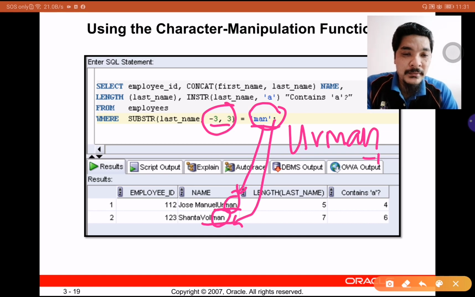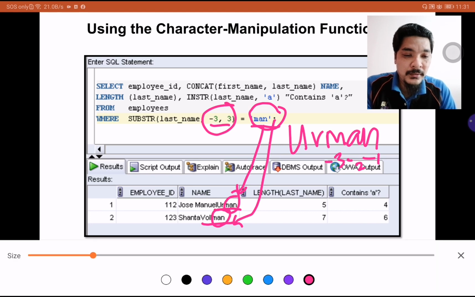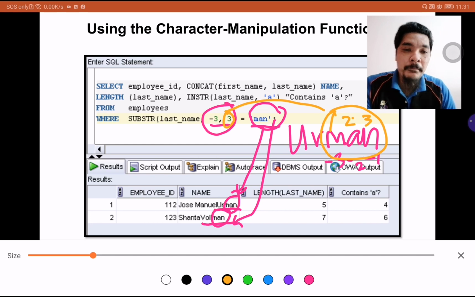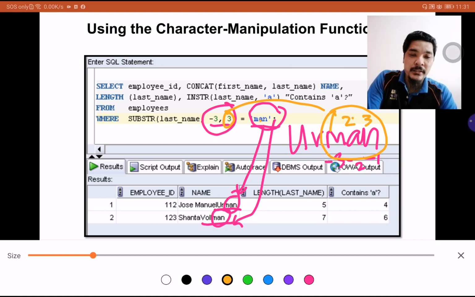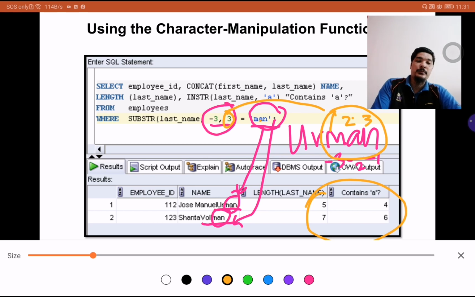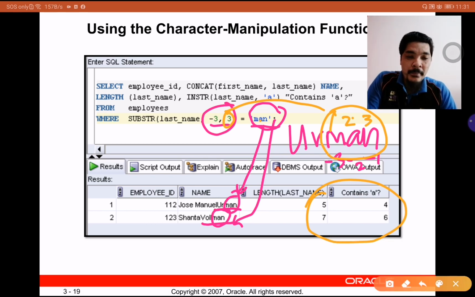So this is negative 1, negative 2, negative 3. Right, so this is negative 3, then 3 after that: 1, 2, 3. It is supposed to match the segment MAN. If they find MAN, like in this example, Amman and Volman, then it will display the output of the rest. Okay, so is it clear? If not clear, you can ask me later.